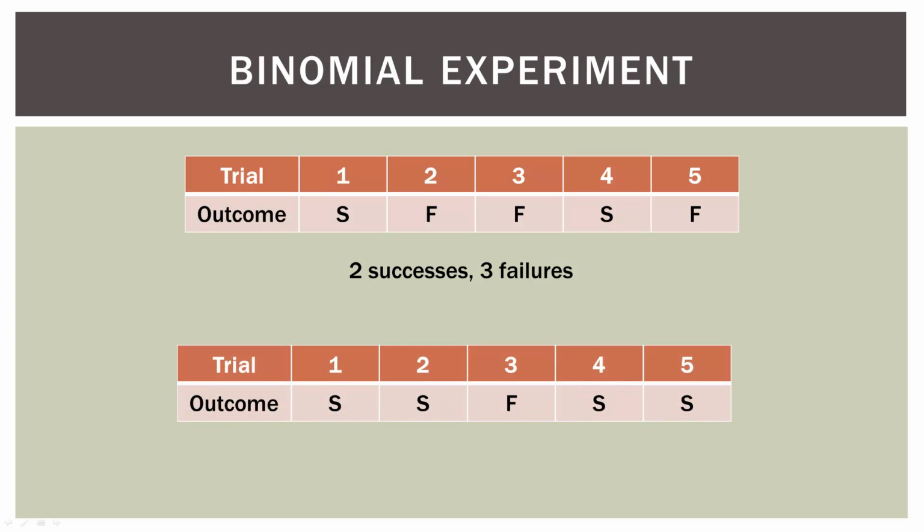Let's look at another one. In this one we have success, success, failure, success, success. And those are our 5 trials. So in this case we have 4 successes and 1 failure. So you can kind of see how this system of trials works. 5 trials, because our n is 5. Each outcome can either be success or failure, and they are independent.